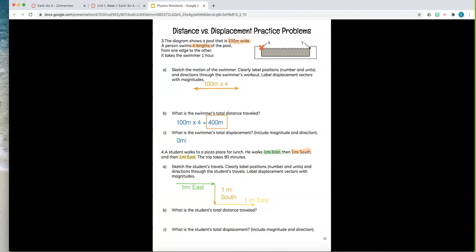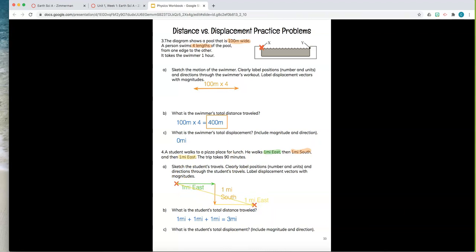And again, when we're talking about the distance traveled, we're going to add them all up. So in this case, it's 1 mile plus 1 mile plus 1 mile is going to give me a total of 3 miles. And on this one, we do not end up in the same place that we started. So we would draw the line between.